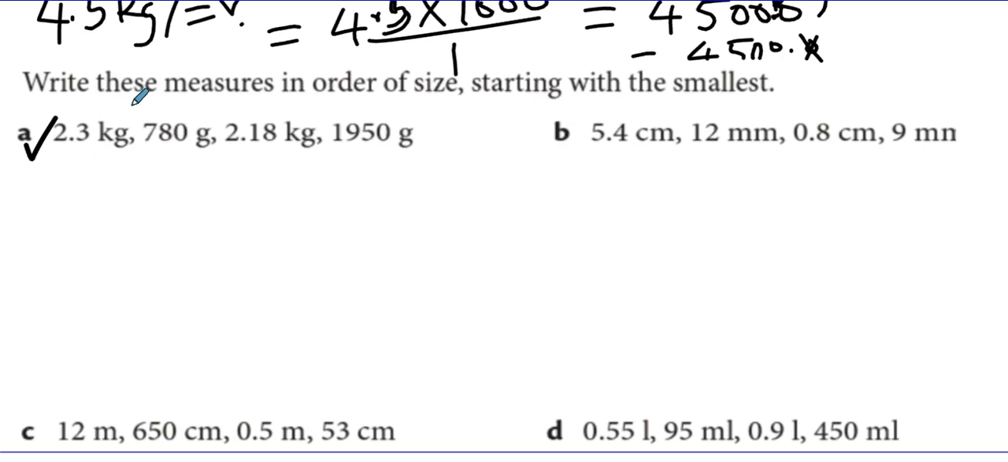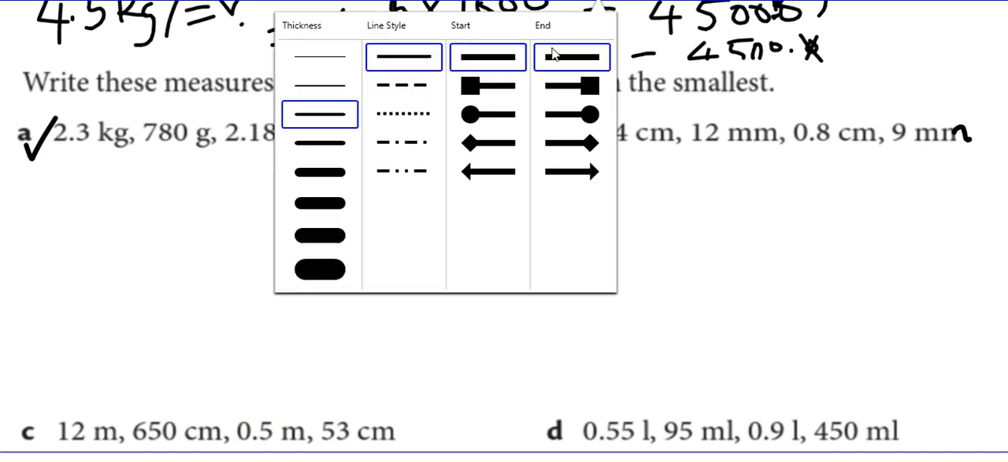Now the question is, write these measures in order of size, starting with the smallest. Okay, so let us do part B. So 5.4 centimeters, 12 millimeters, 0.8 centimeters, 9 millimeters. This is supposed to be 9 millimeters.